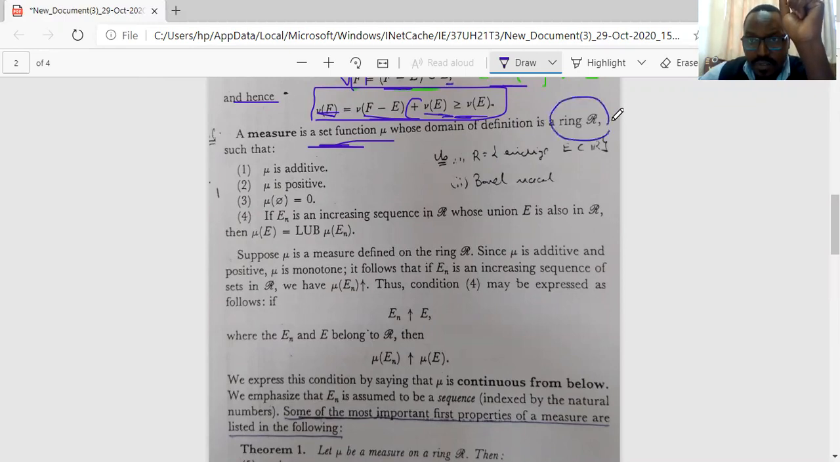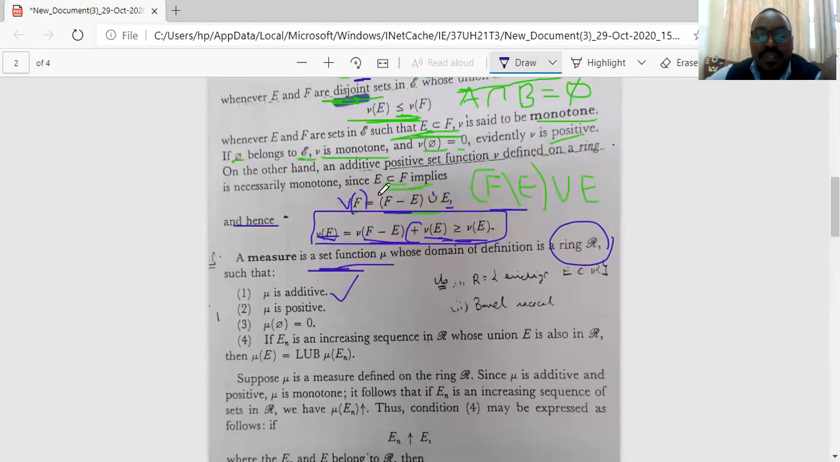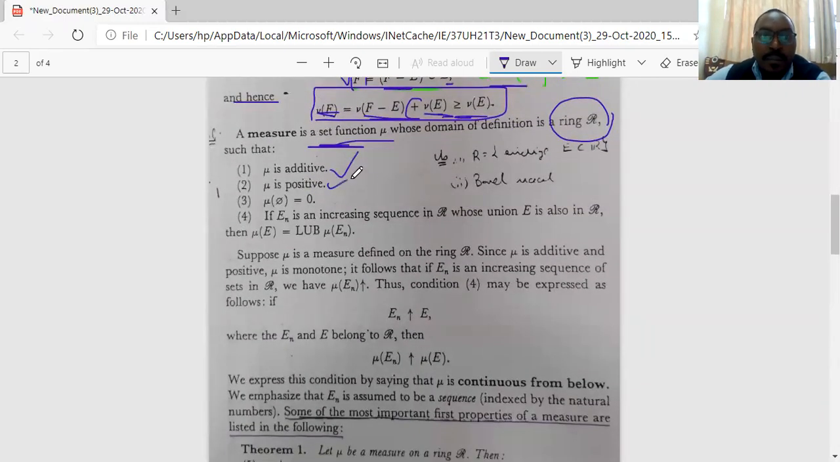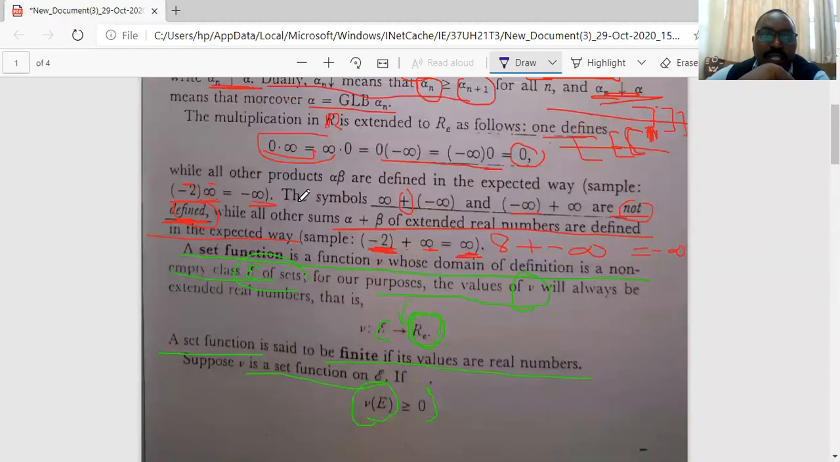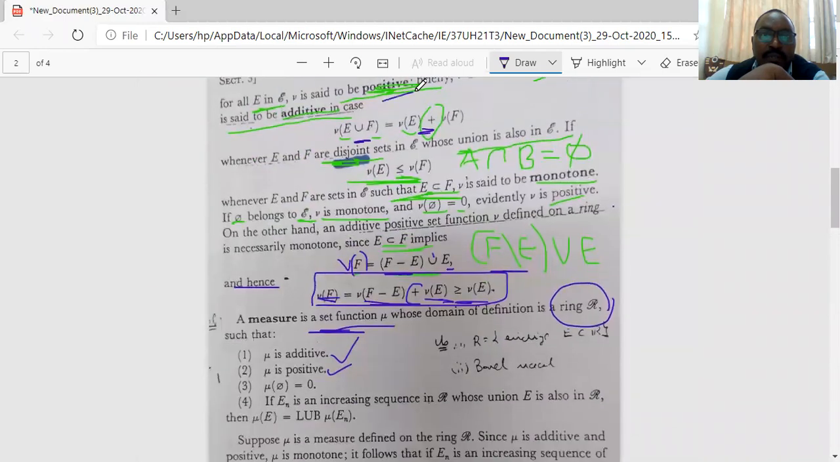This R is just to differentiate from the R for the real numbers. So this is just a ring R, such that this value, mu, is additive. It meets the condition of additivity as we have defined above. It is positive as we have defined in the case of positivity here. We define the additivity, positive and additive.